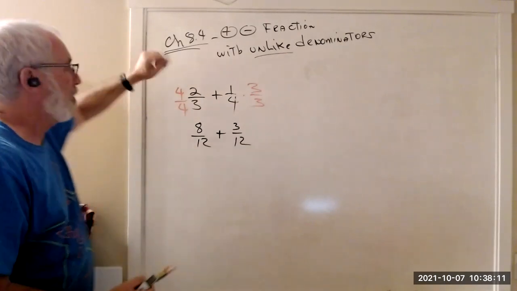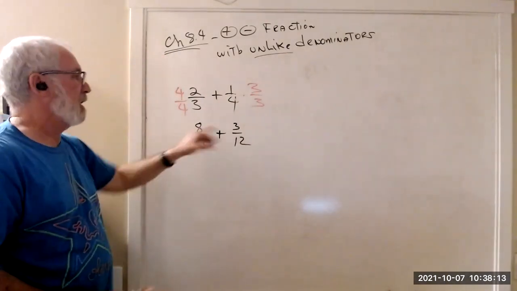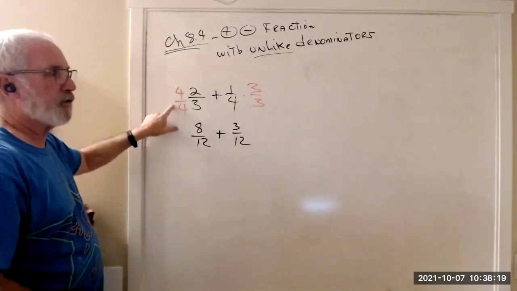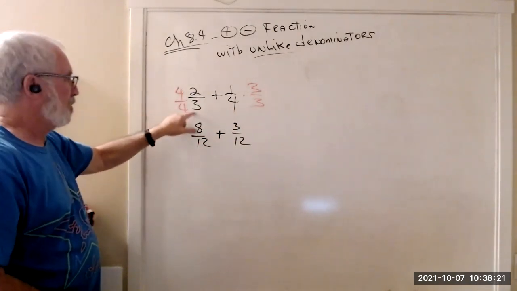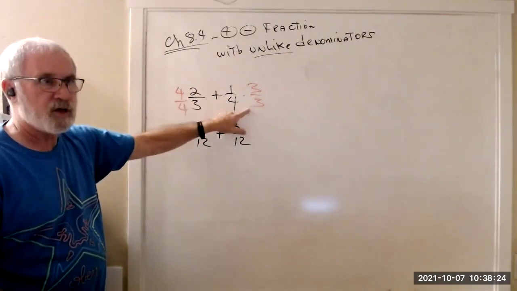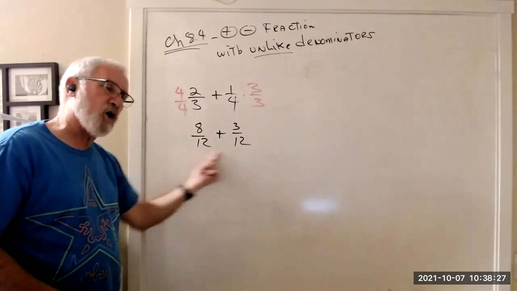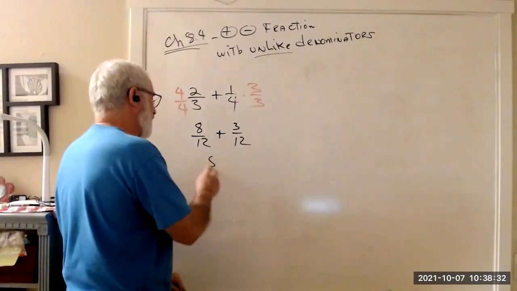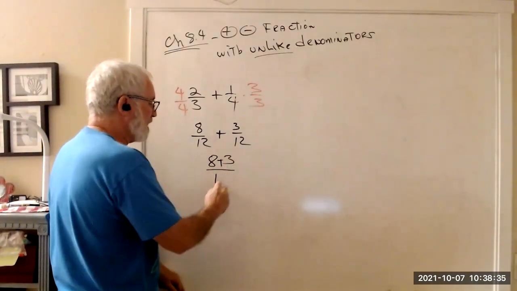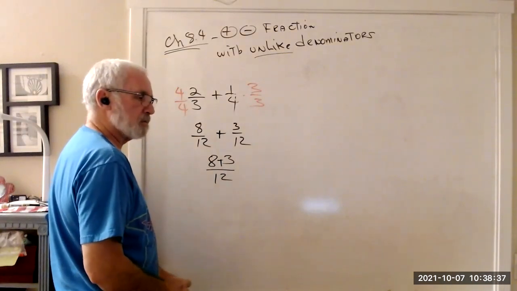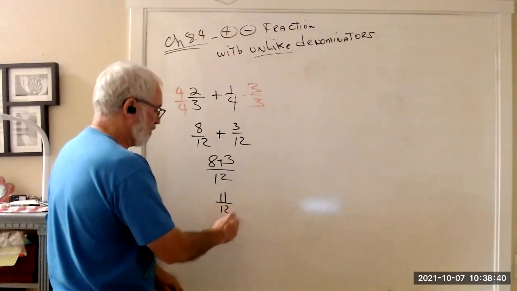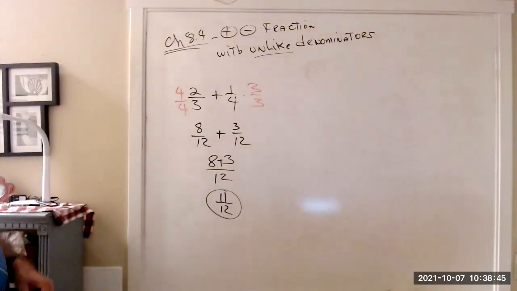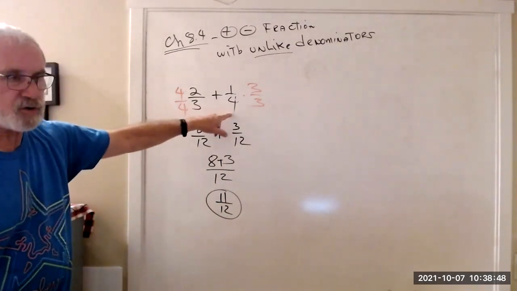Okay. Now, look at what I did. No thinking is involved. Just look at this denominator, use it on this fraction. Look at this denominator, use it on this fraction. And look what you have. You have a common, the same denominator. So when you add these, you technically say 8 plus 3, keep the denominator 12. So the final answer here is 11/12. And you can confirm that on your calculator, because it will do arithmetic fractions.